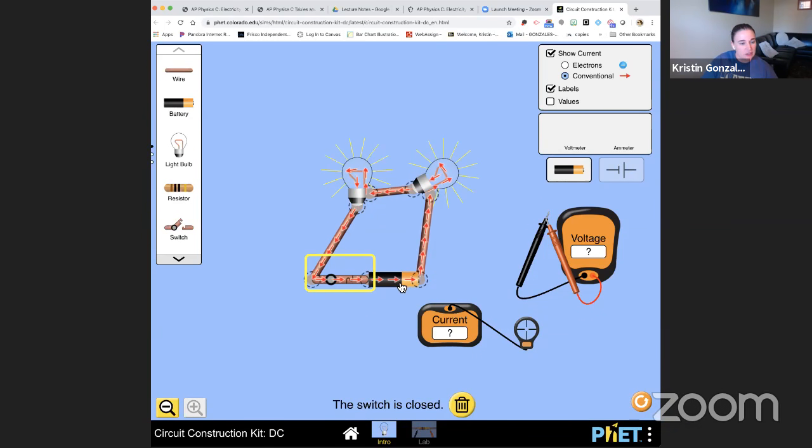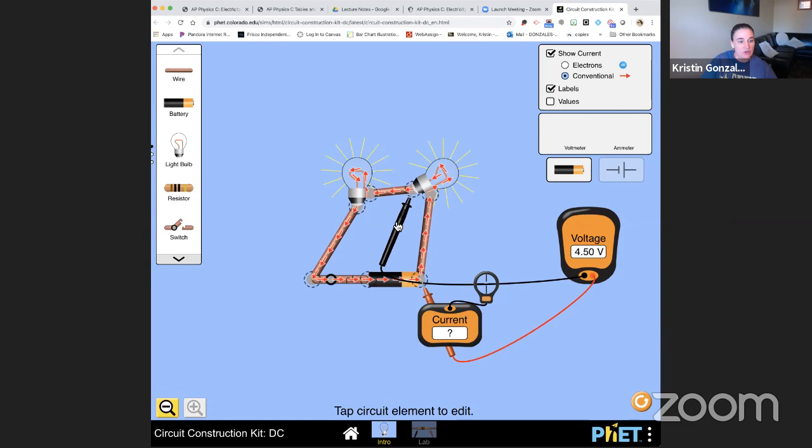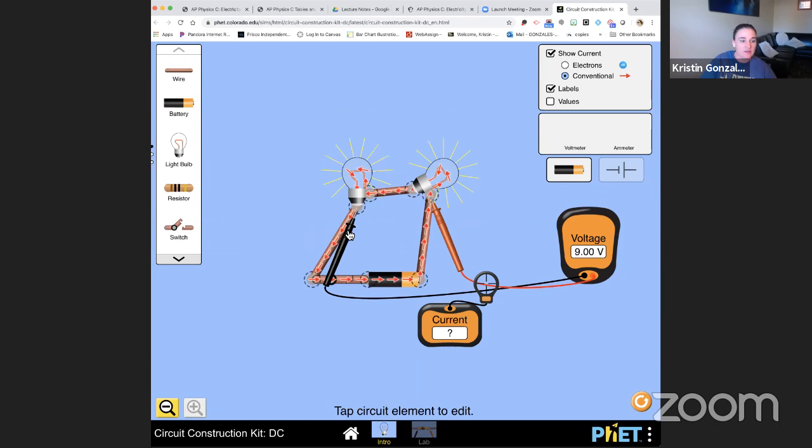So if we look now at the current, what do you think is going to happen if I measure that current? It's 0.45 amps before this light bulb, after that light bulb, after this light bulb. Everywhere it is. Let's look at the potential difference across the battery. It's still 9 volts. If I go across this one light bulb, there we go, 4.5, and across this one, also 4.5.